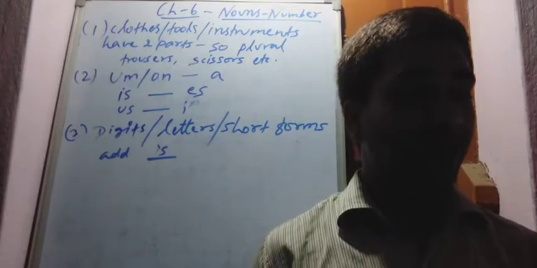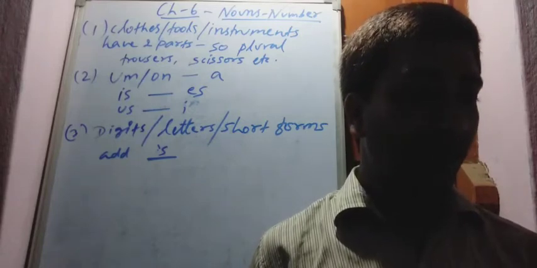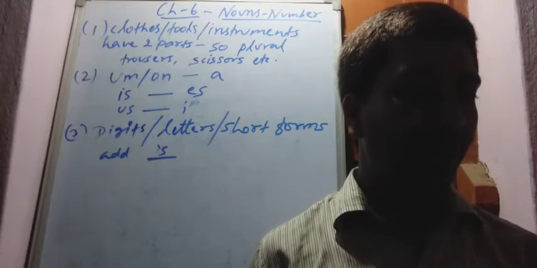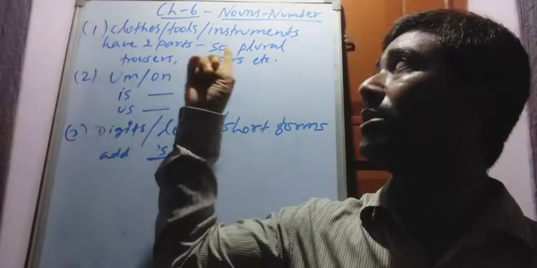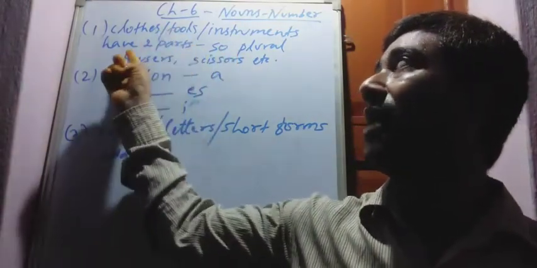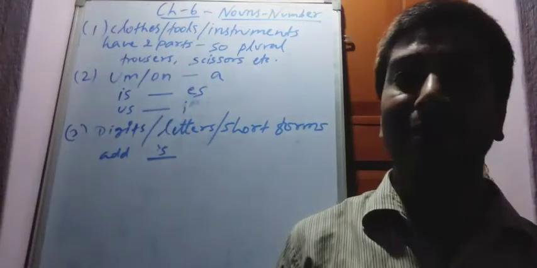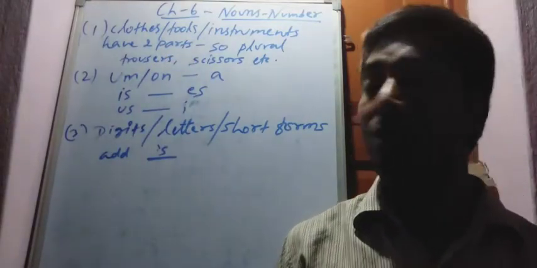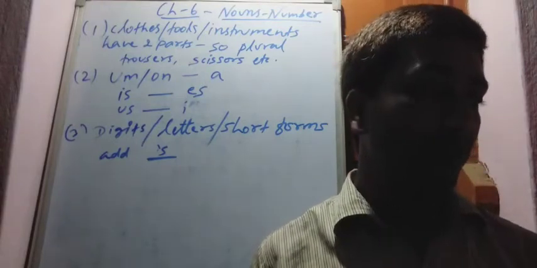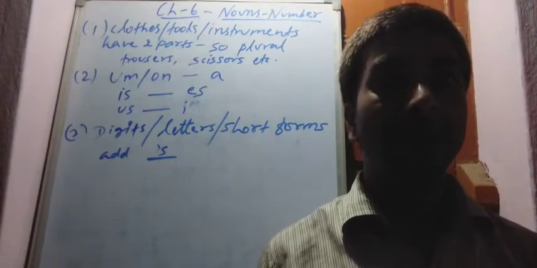All these are clothes, tools and instruments. Clothes, tools or instruments made of two parts are plural. Clear? They are always plural.